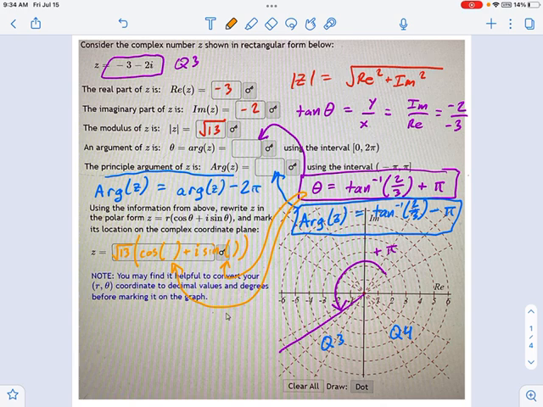Usually we will not be dealing with integer values for real and imaginary parts. We're going to be dealing with values that give you nice or nicer special angles that simplify pretty well. Let's do one more thing, and let's plot this point on our graph. Okay, so where would this actually land on here? I know I'm in quadrant 3.